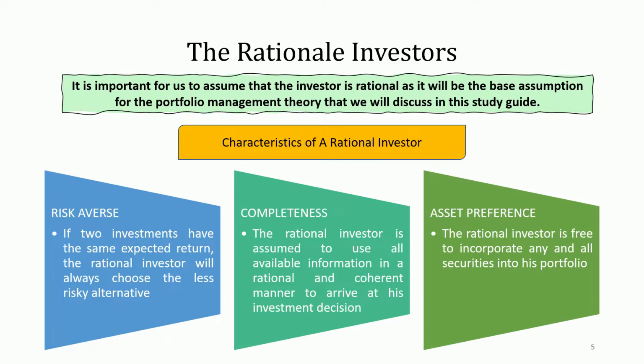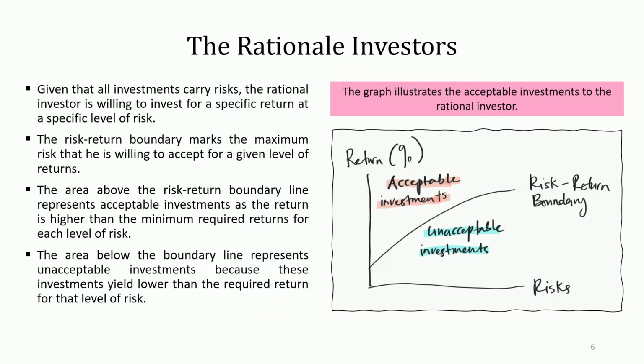Asset preference. The rational investor is free to incorporate any and all securities into his portfolio. Given that all investments carry risks, the rational investor is willing to invest for a specific return at a specific level of risk. The risk-return boundary marks the maximum risk that he is willing to accept for a given level of returns.